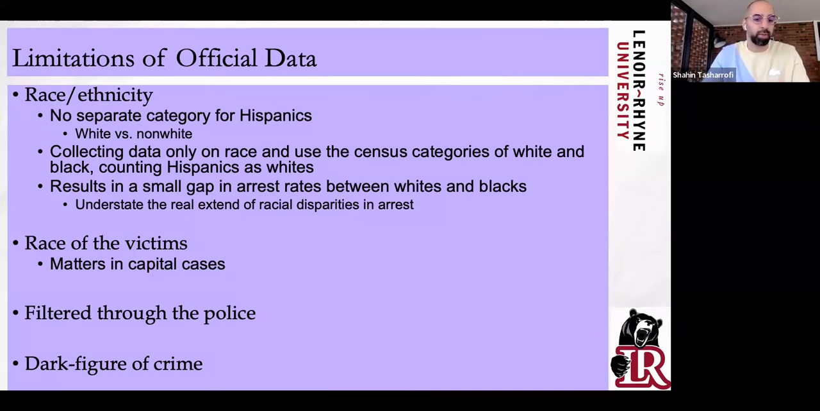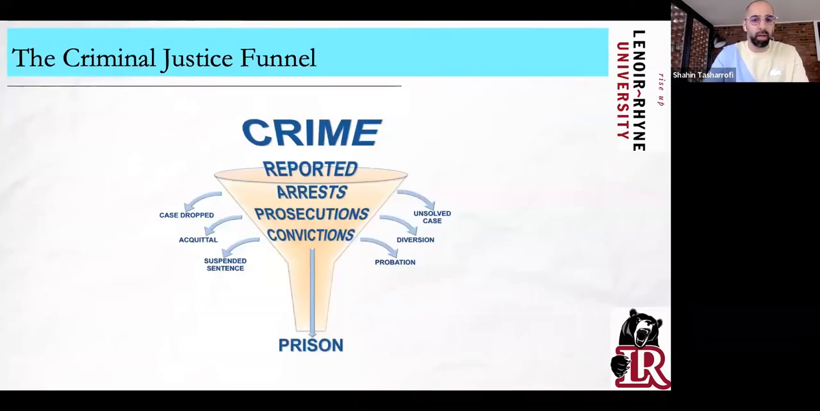So, another limitation of official data would be the dark figure of crime. The dark figure of crime are crimes that have not been reported to the police, or crimes that are not known to the police. So, if you look at this picture, which is referred to as the criminal justice funnel, at the top of the funnel we see crime, which is crime that happens in the United States every day, right? And out of those crimes, only a small proportion is reported to the police. And of those, a small proportion leads to arrest. So not all crime that happens in the United States is known to the police. At the bottom of the funnel, we see that of those arrested, a small proportion might lead to prosecution, and of those, a smaller proportion to conviction, and finally prison.